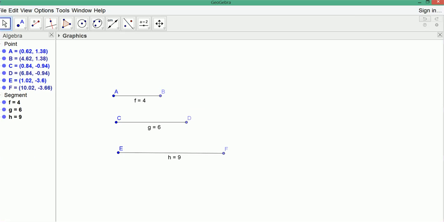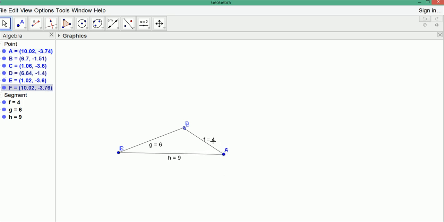So here we have segments with lengths 4, 6, and 9. By the triangle inequality theorem, they should be able to make a triangle. Let's see if we can do that. You can see that we can roughly get that to work there. So yes, those three side lengths will work. Again, if you add up the two smaller side lengths, they should add up to something larger than the largest side length. If that's true, then you'll be able to make that triangle.